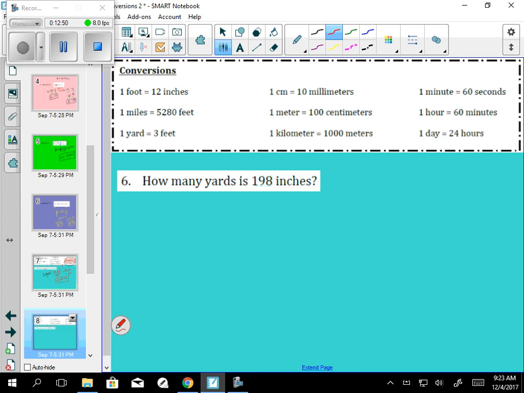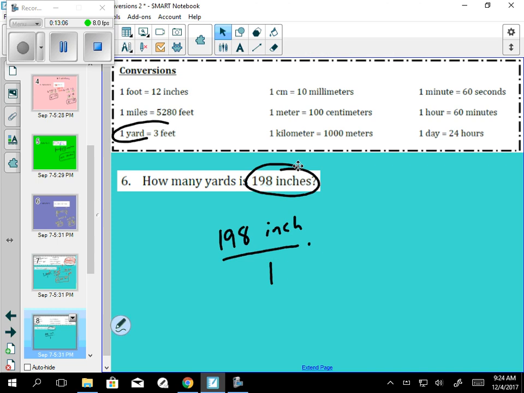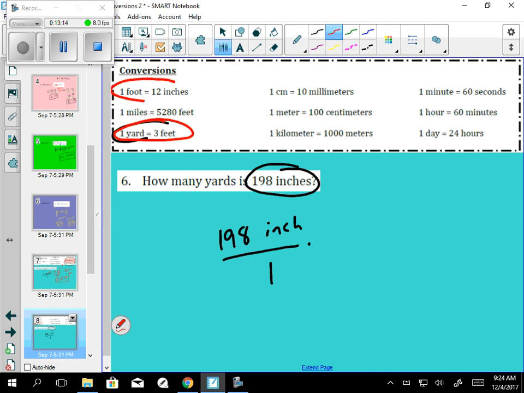Okay, start with what you've got here: 198 inches. And there's nothing else to this, so we can put it over 1. All right, looking up here, we don't have a conversion of inches to yards, so we probably have to go through our middle unit, feet. We know that 1 yard equals 3 feet. We also know that 1 foot is 12 inches. So those two conversions should be able to get us where we want to go.